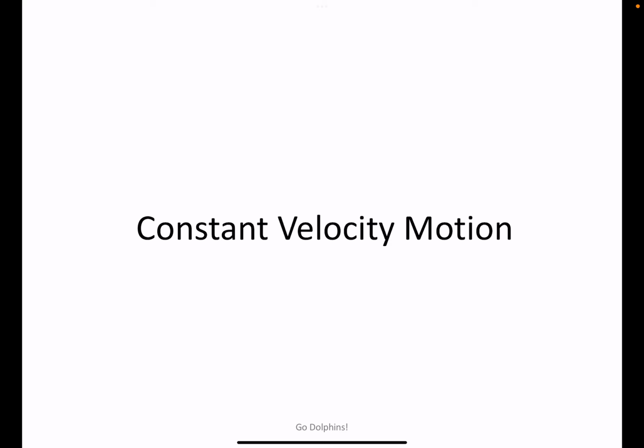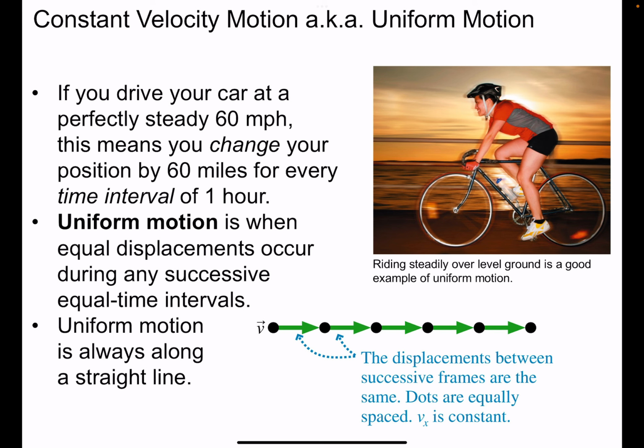Now we will get into the most useful part of this chapter, the equations of motion, also known as the kinematic equations. First, the simplest case, constant velocity or uniform motion. This means the acceleration is zero. The position versus time graph is a straight line, and the only equation we need is displacement equals velocity times time. Just imagine you're driving your car at a perfectly steady 60 miles per hour. That means you drive 60 miles for every time interval of 1 hour.